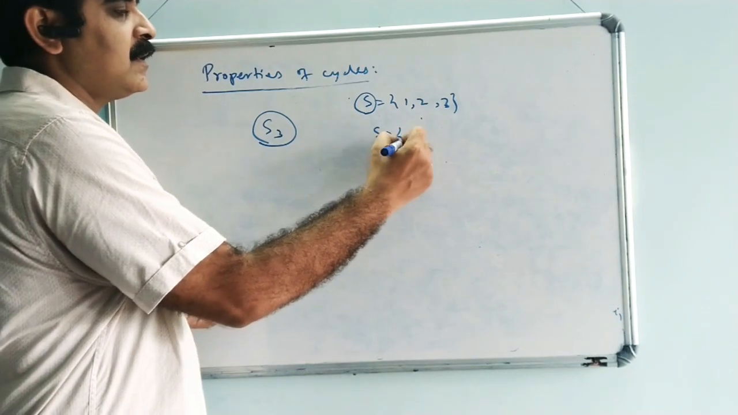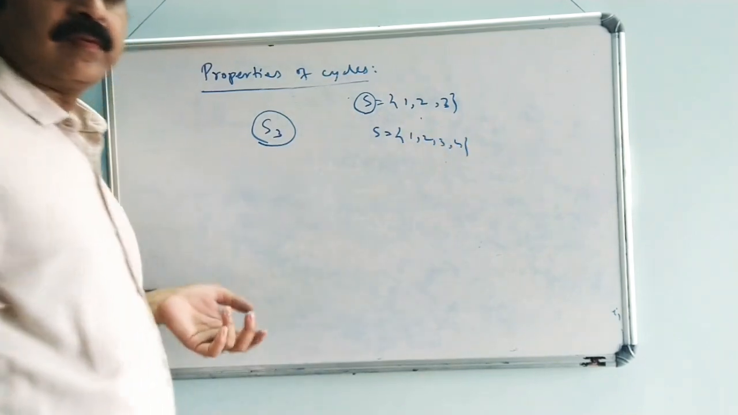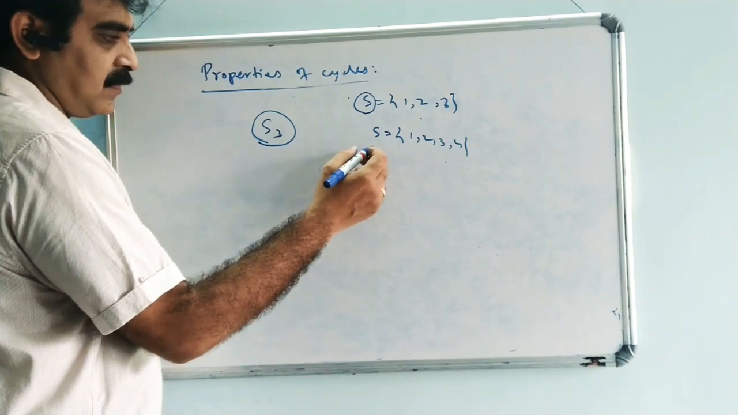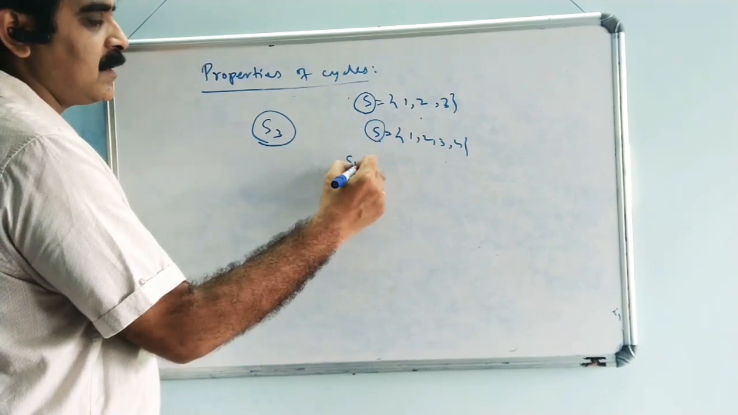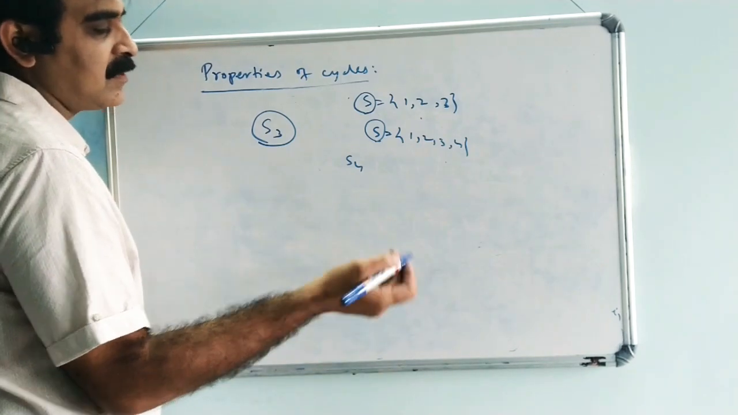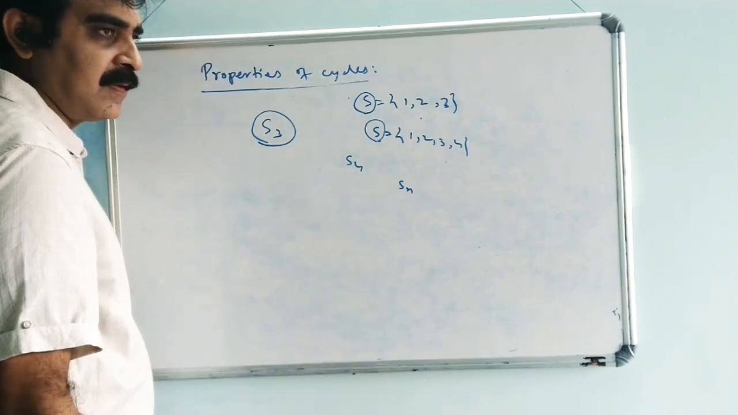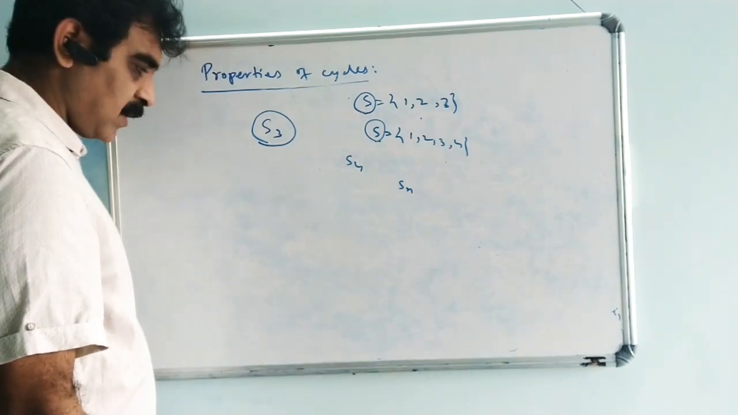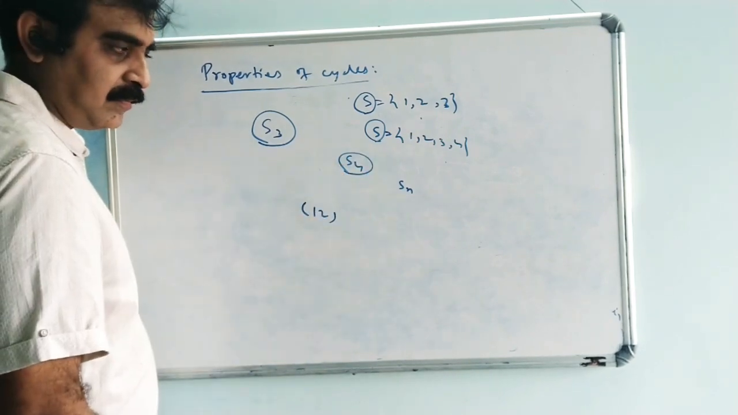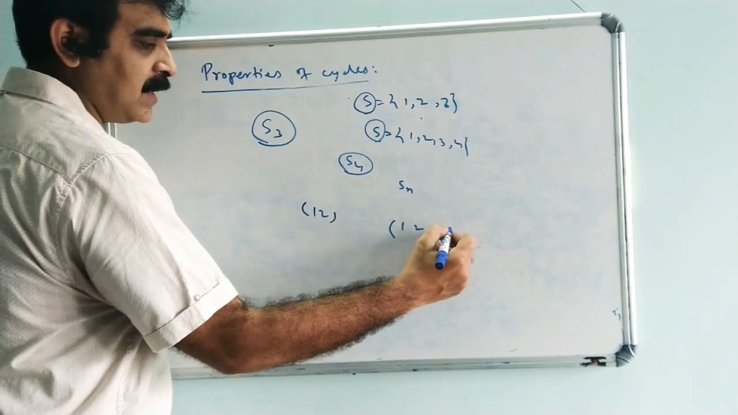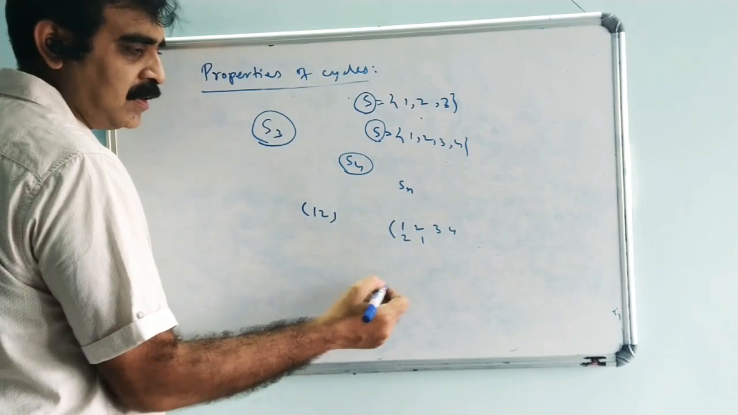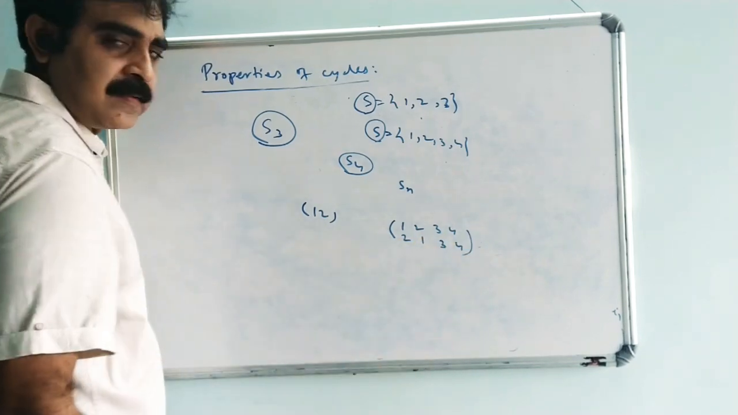Similarly, if we take the set 1, 2, 3, 4, there are 4 elements, then the set of all permutations defined on S is denoted by S4. Similarly, we can define S5, S6 or Sn in general. So when you say about the cycle, if you say (1 2) is a cycle in S4, that will be 1 goes to 2, 2 comes to 1, and 3 goes to 3, 4 goes to 4.